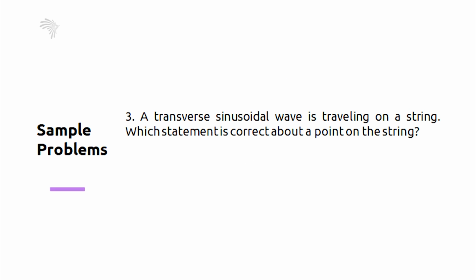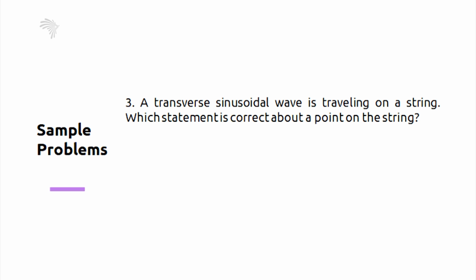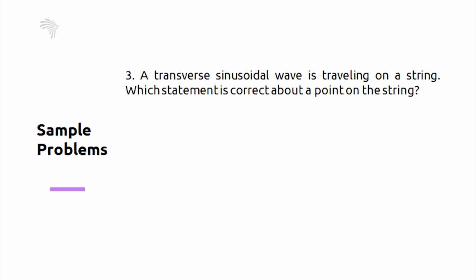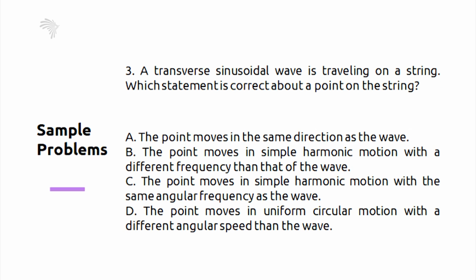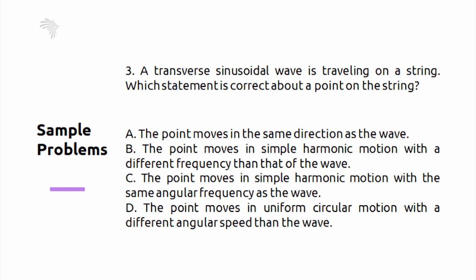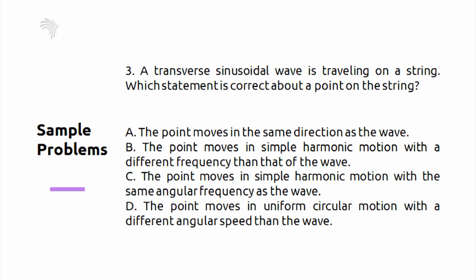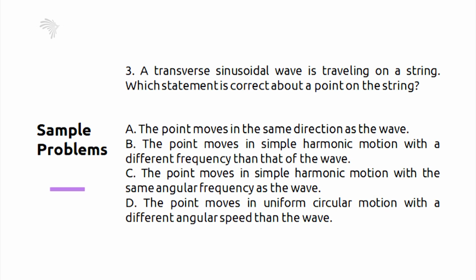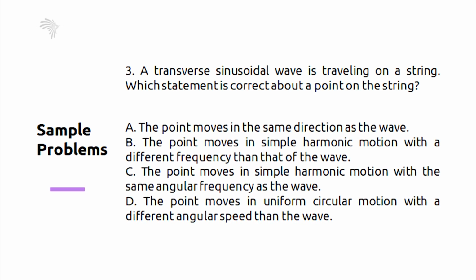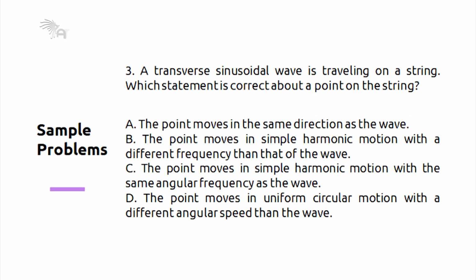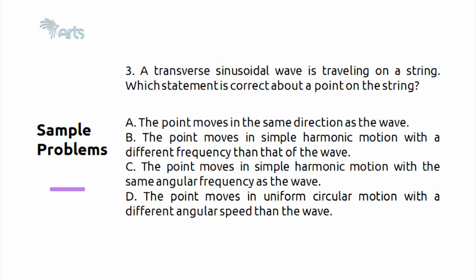Number 3. A transverse sinusoidal wave is traveling on a string. Which of the following statements is correct about a point on the string? A. The point moves in the same direction as the wave. B. The point moves in a simple harmonic motion with a different frequency than that of the wave. C. The point moves in a simple harmonic motion with the same angular frequency as the wave. And D. The point moves in a uniform circular motion with a different frequency than that of the wave.